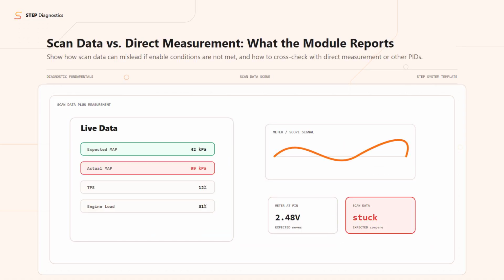Scan data only tells you what the ECU sees, and sometimes what it assumes. If an enable condition fails, the reported PID can reflect last known good data or even a default mode. Always compare module reported values to direct measurements and related sensor readings.